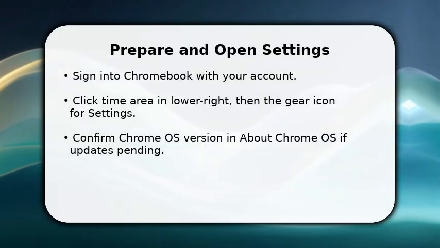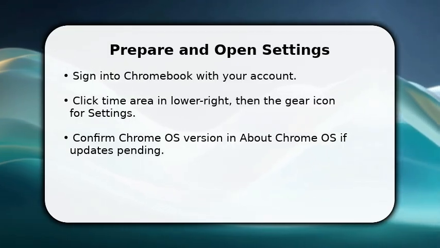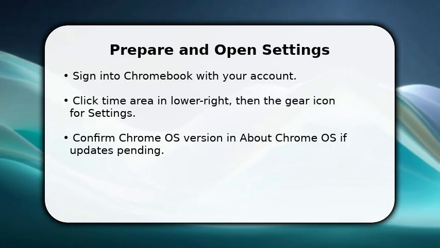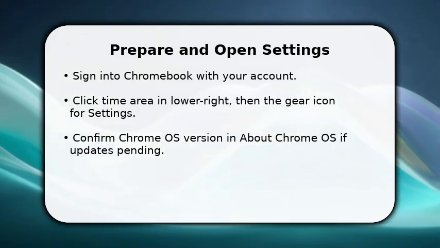Once done, make sure your Chromebook is up to date by checking about Chrome OS. Updates can move or rename features. If an update is pending, install it and restart, because some dark mode controls appear only after a restart.